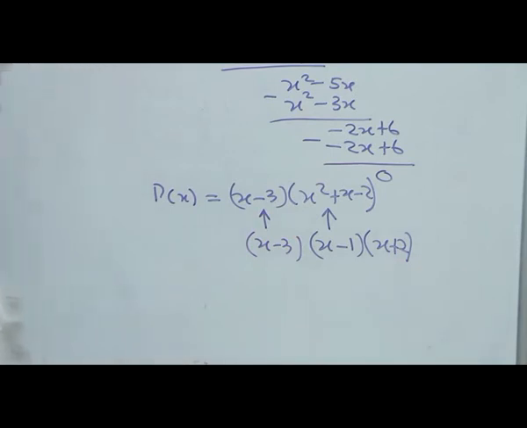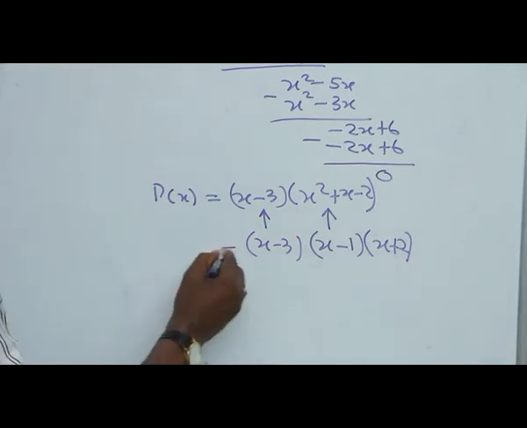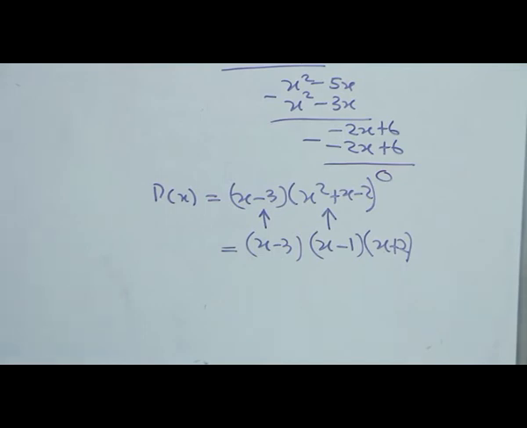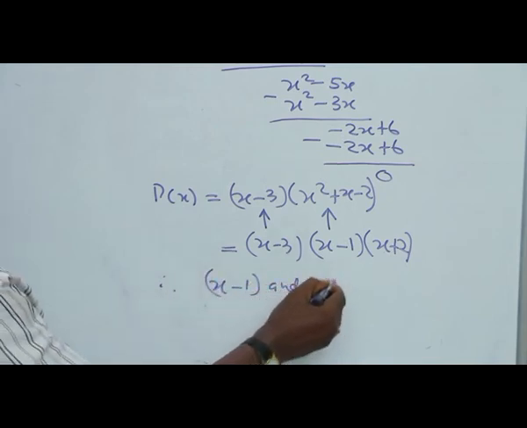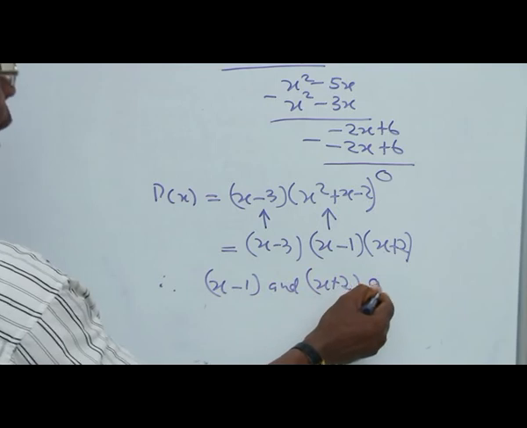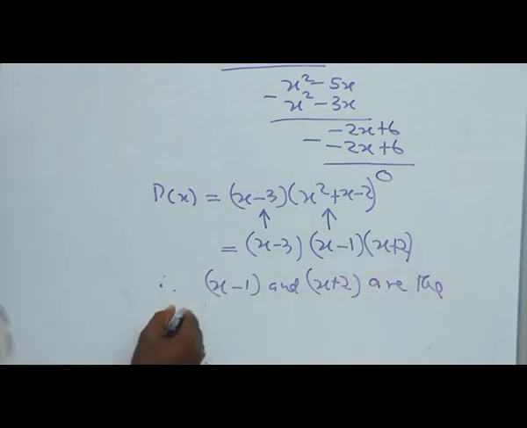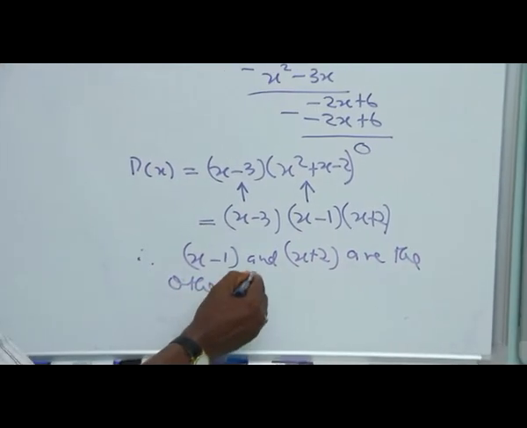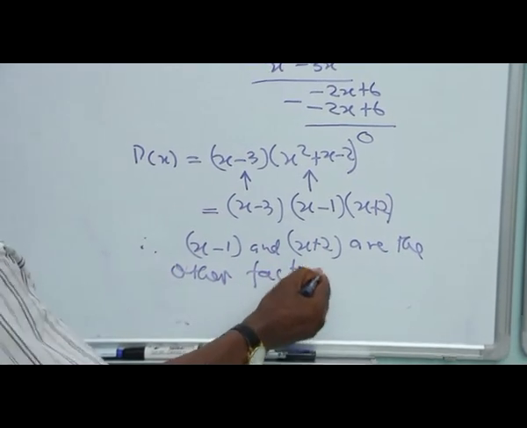So all these are the factors of the polynomial. And remember, we have been given one of the factors, and we are told to find the other factors. Therefore, s minus 1 and s plus 2 are the other factors. These are the other factors.